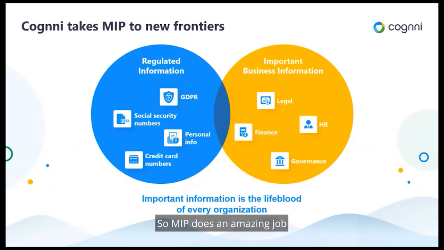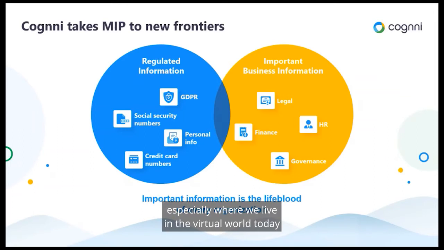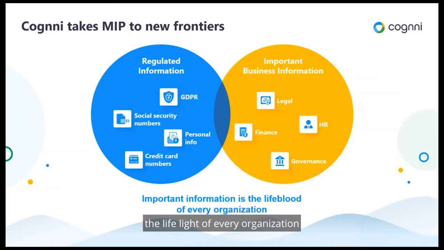So MIP does an amazing job finding all your social security numbers with Regex and common phrases to find your credit card numbers, personal information, and GDPR to tag that information. And we also understand that, especially where we live in the virtual world today, because we can't meet face to face, the information that's important to your organization really becomes the lifeblood of every organization. We need to collaborate and share, because without collaboration and sharing, we won't be able to sustain our business, definitely in these times of the year.